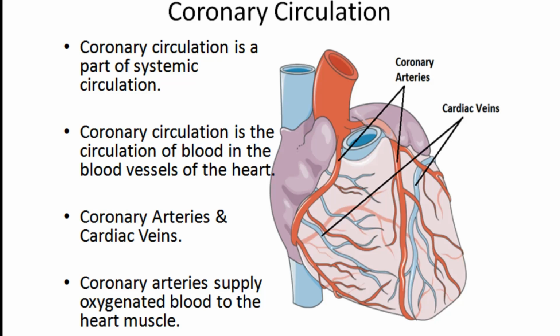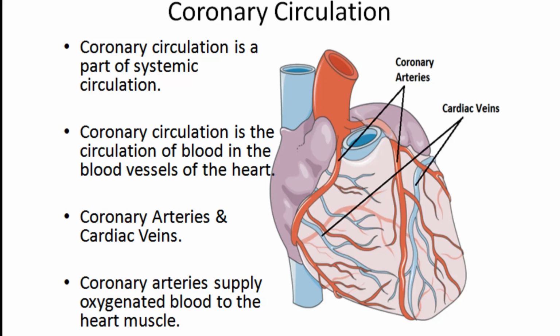Look into the picture here. There are coronary arteries represented with red color. Small blue color veins are visible. They are called cardiac veins. Try to understand. Coronary circulation deals only with the heart. Its blood circulation deals only with the heart.